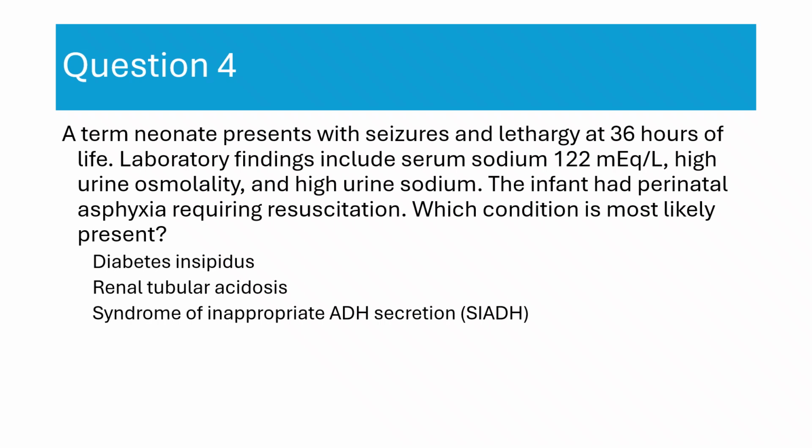Diabetes insipidus is incorrect because it presents with hypernatremia and dilute urine, low osmolality. Renal tubular acidosis is incorrect because while it can cause electrolyte abnormalities, it primarily presents with metabolic acidosis and would not typically cause hyponatremia with concentrated urine.